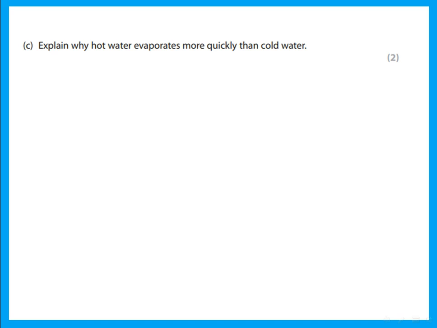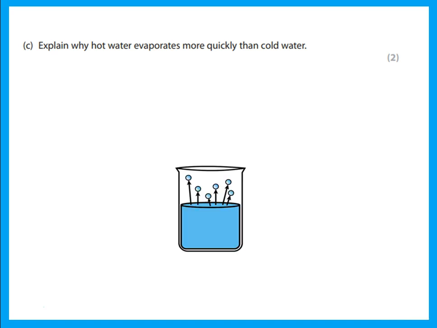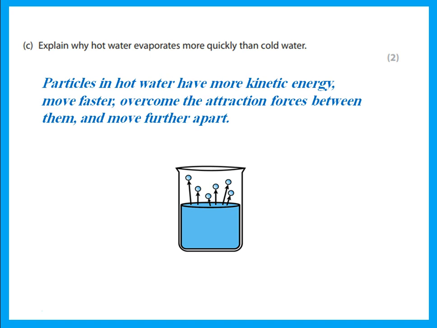Explain how hot water evaporates. Explain why hot water evaporates more quickly than cold water. What happens during evaporation? When the water is heated, it evaporates more quickly. Why is that? Because the particles have more kinetic energy, move faster, overcome the attraction forces between them, and move further apart, so the particles on the surface will escape first from the liquid. Okay, so this is what happens during evaporation.